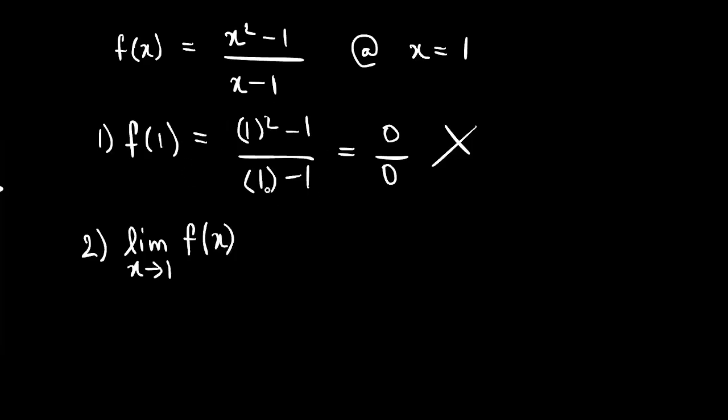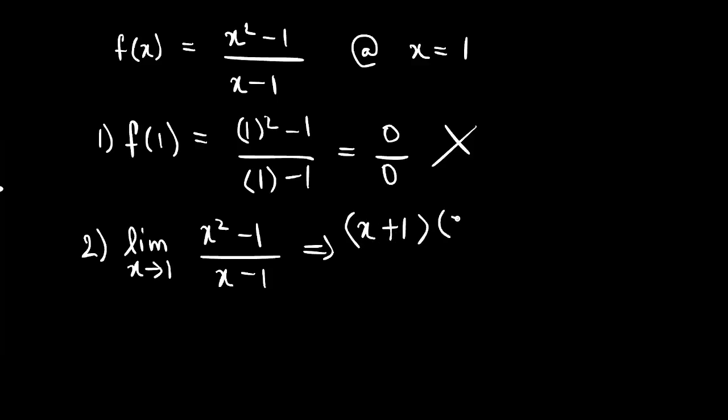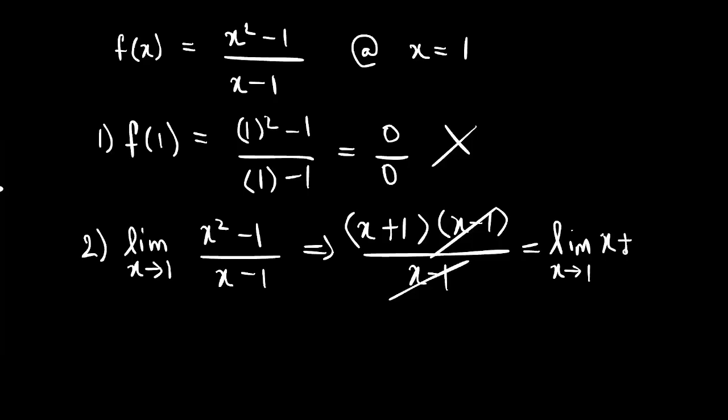Well, clearly we can't use direct substitution. So let's see if we can use any of the other tricks that we've picked up over the past few videos to figure out this limit. Let's try factoring and canceling to see what happens. We can clearly factor the numerator. That's a difference of squares, so it gives us x plus 1 times x minus 1, divided by x minus 1. That allows us to cancel out the x minus 1 terms, leaving us with the limit as x approaches 1 of x plus 1. Using direct substitution, we can see that gives us 2. So the limit does exist.